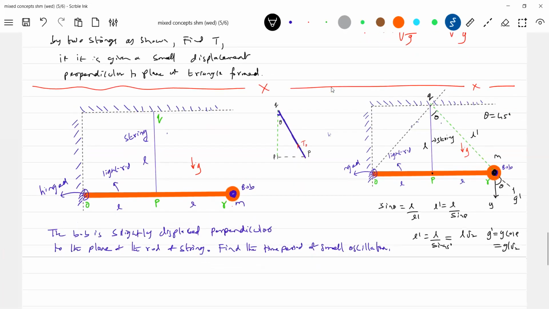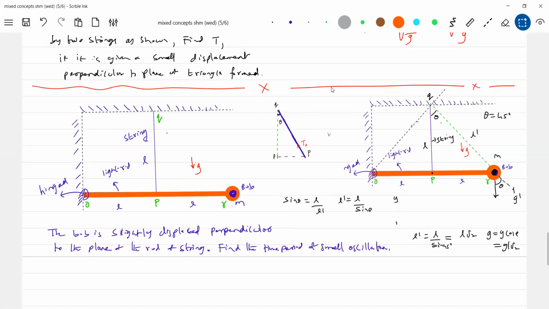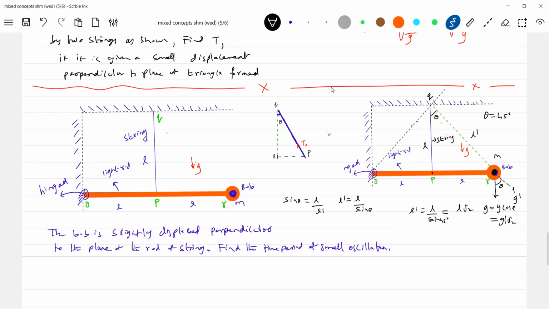So the total time period is given by, let me wind up here only. Next page. Okay, let's take this. The effective time period is given by 2 pi square root of L dash by G dash. So what is L dash? L root 2, and G dash is G by root 2. So this will become 2 pi square root of 2L by G. That will be our answer.